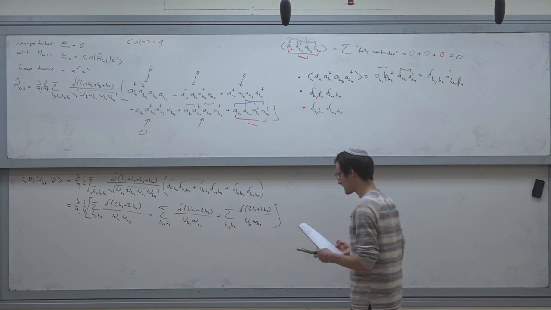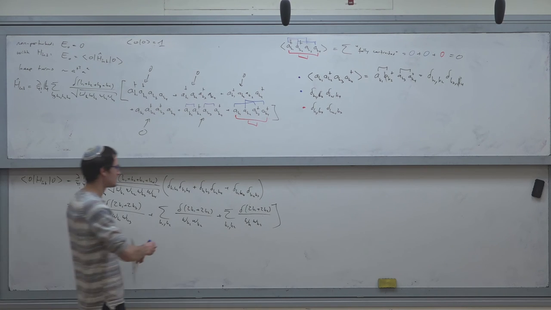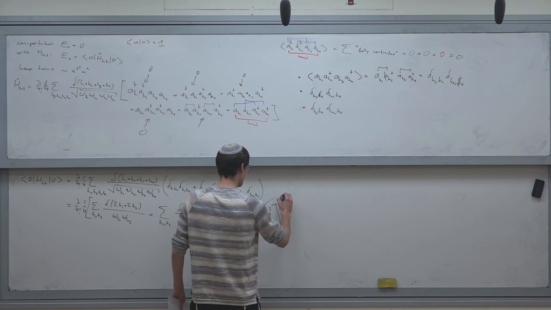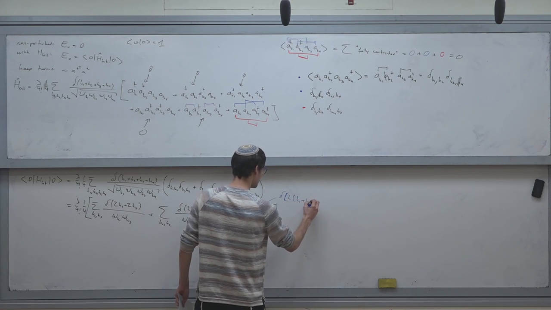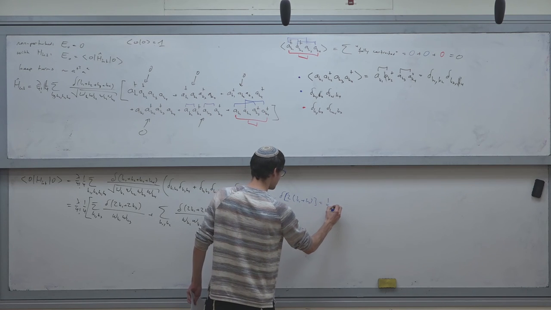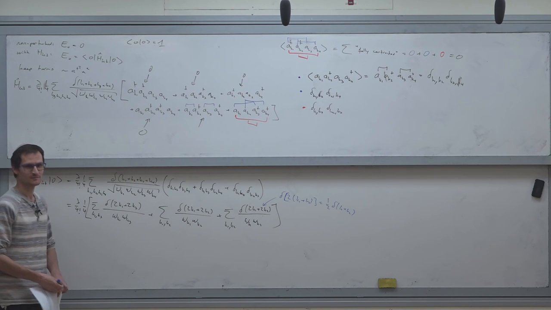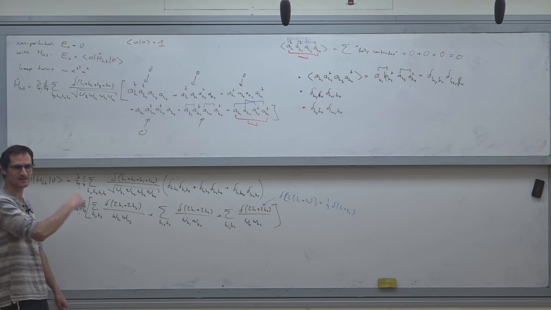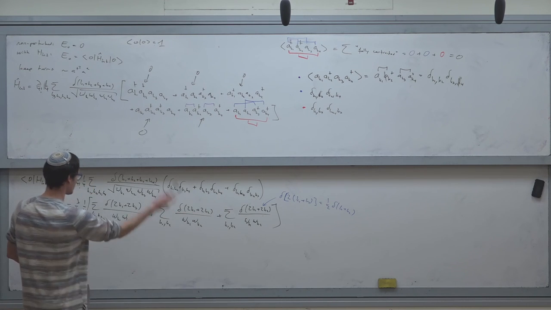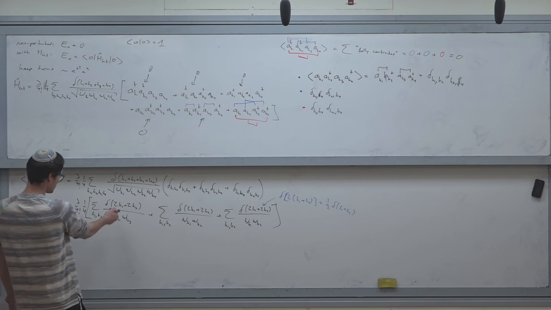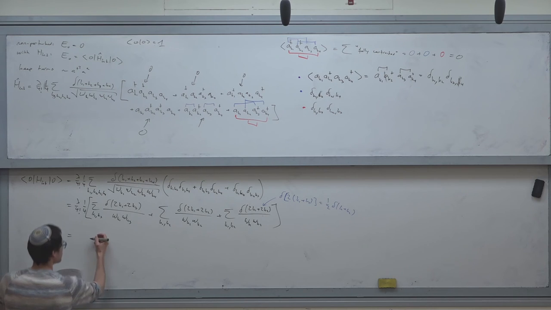Now we have these weird-looking deltas, but we know how to deal with weird-looking deltas, right? This is just a delta of 2 k1 plus k2, and that is equal to 1 half delta of k1 plus k2. Remember this property? It was next to the Fourier transform back in second year. So we use that in every single term. We get a 1 half outside. We do one more sum, and we're left with only a single sum.